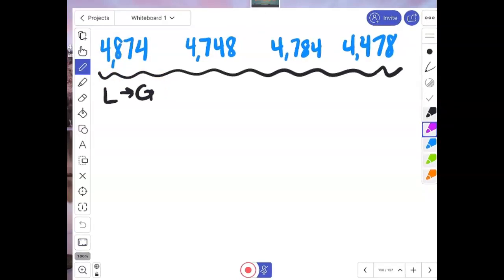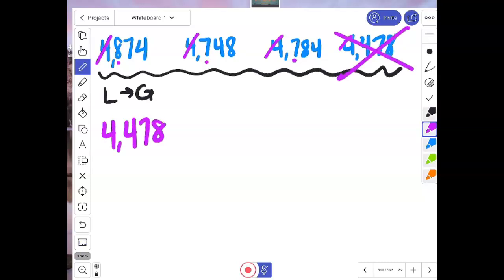Okay, so I'm looking, they all have a 4 in the thousands place, which makes them all equal in that sense. I got an 8, a 7, a 7, and a 4. 4 is less than all the rest, so I can do that. So 4,478. So I can get that one off my list, make my life easy.